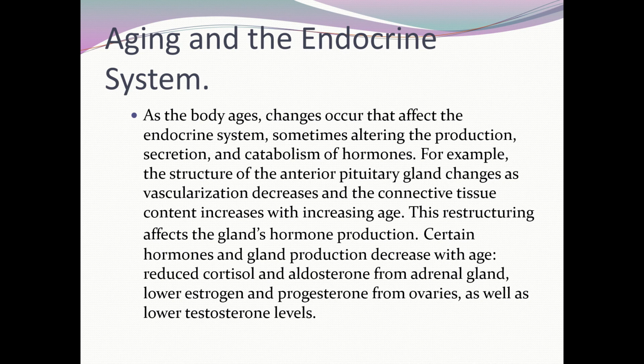Certain hormones and gland production decrease with age: reduced cortisol and aldosterone from the adrenal gland, lower estrogen and progesterone from the ovaries, as well as lower testosterone levels. And that's the end.